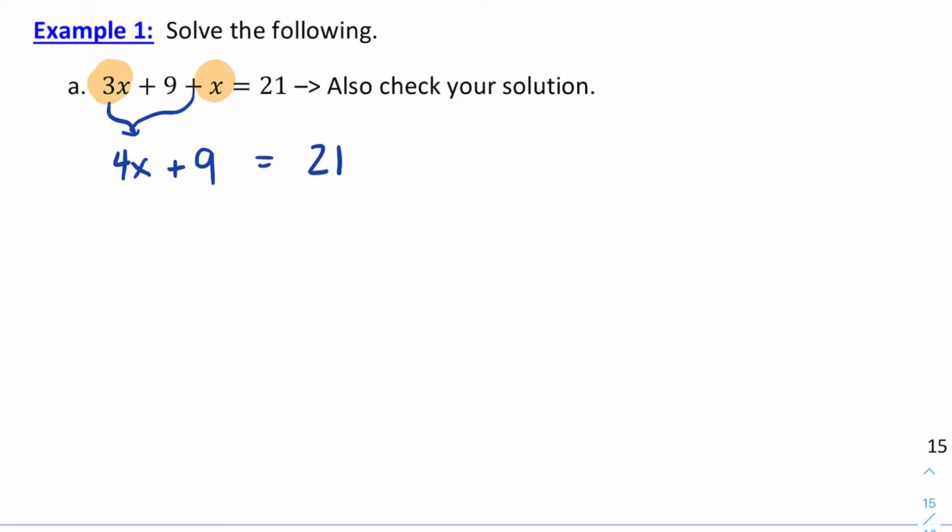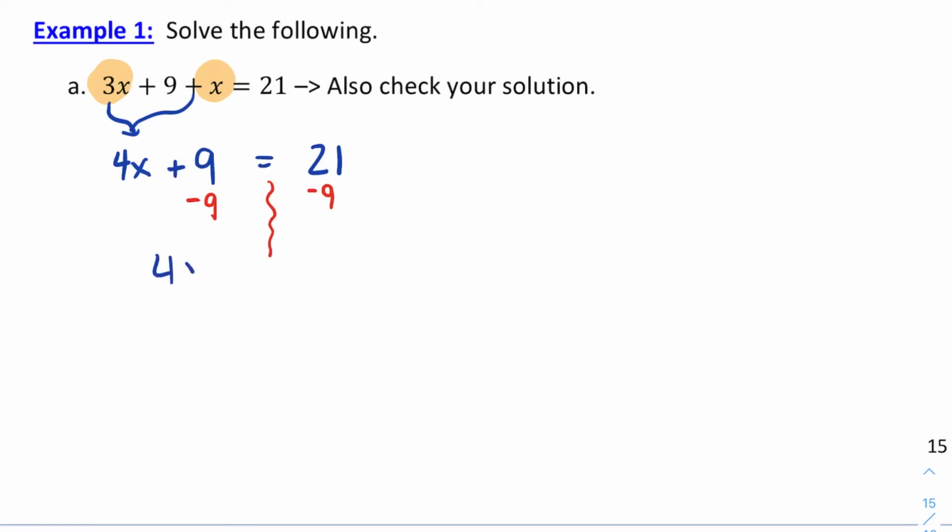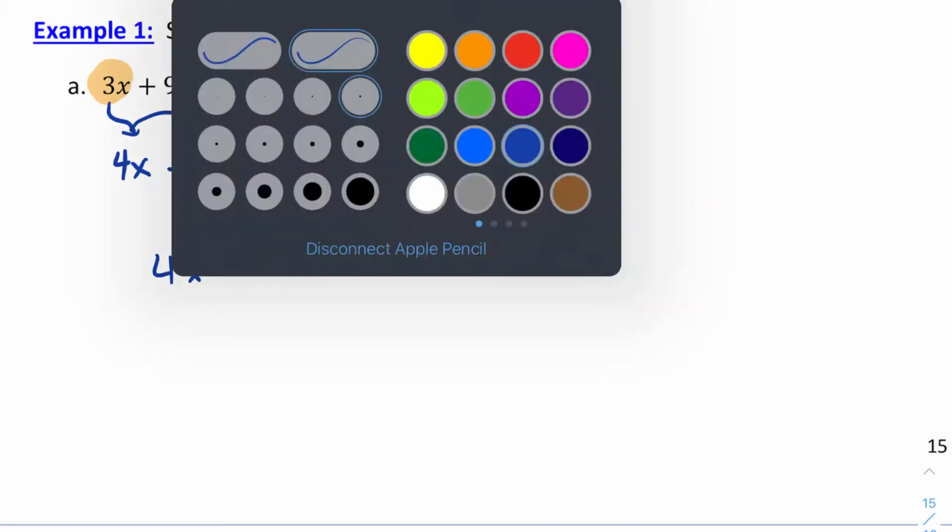So our variable x is part of that 4x term. So I'm going to isolate that 4x term by subtracting 9 from both sides of my equation, because on the left-hand side, that'll give me 9 minus 9 is 0, so just 4x. And on the right-hand side, that'll give me 12. So then I just have 4x equals 12.